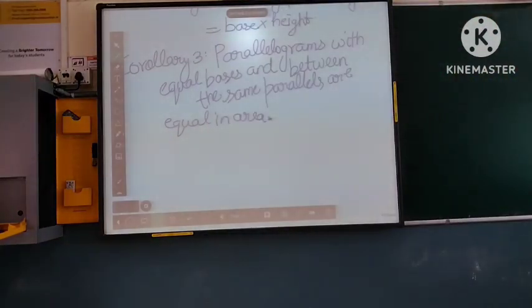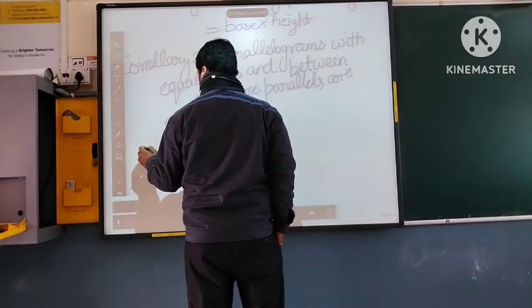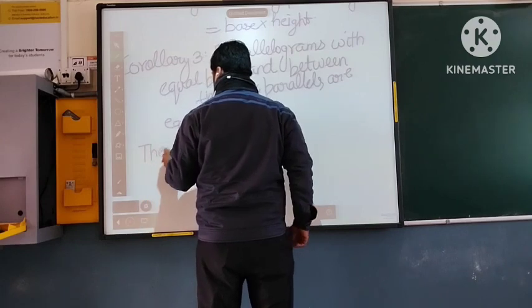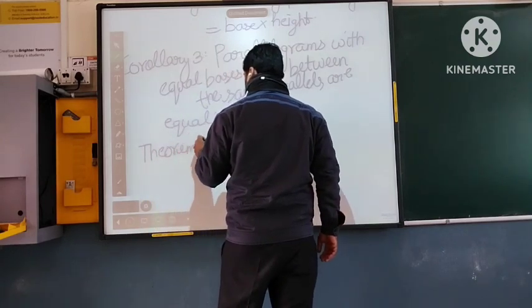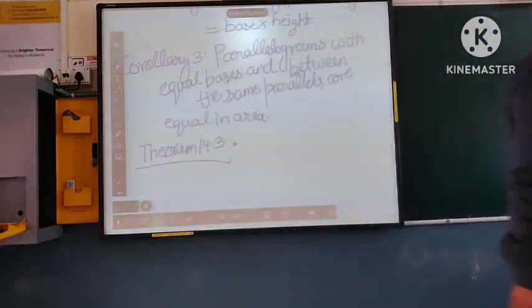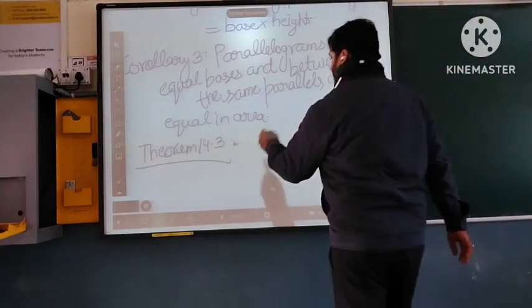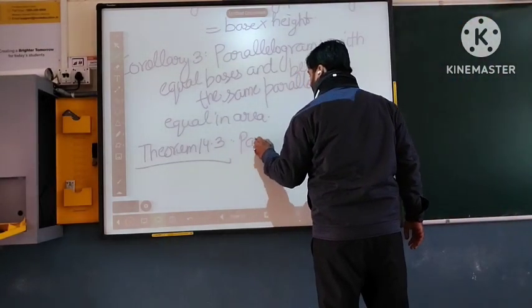Clear to all? So these 3 corollaries are there from theorem number 14.2. Clear to all? Now next is theorem 14.3. Theorem 14.3 says what? It says parallelograms on same base and having equal areas lie between same parallel lines.